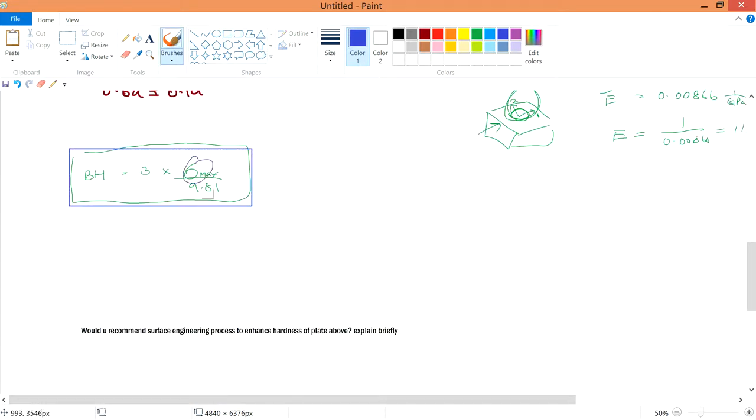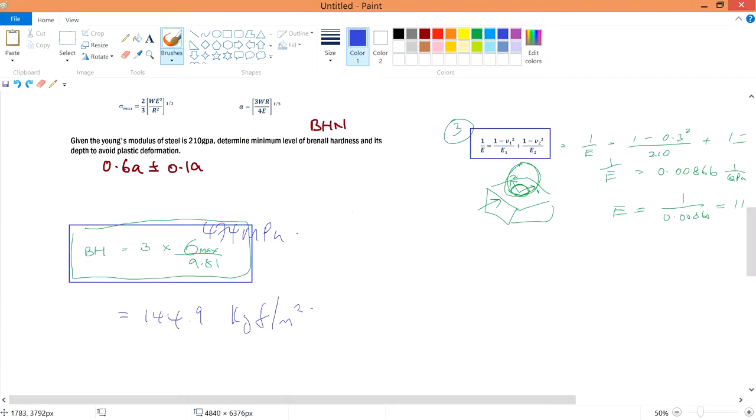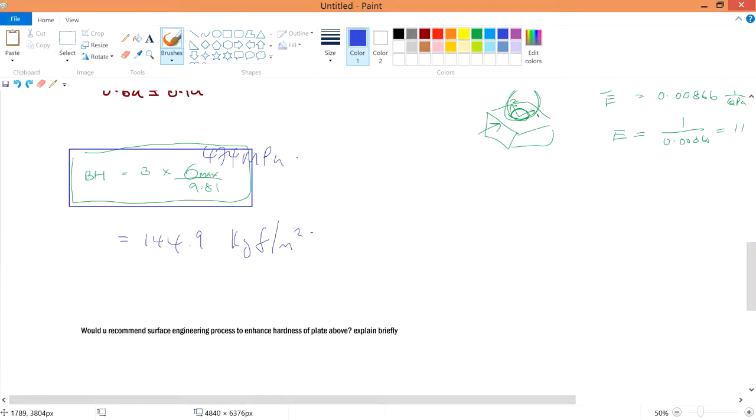Alright, so we know that this thing over here is 474 MPa. So what you're going to do is just calculate. You get 144.9 kgf per meter square. Okay, so I think you see meter again. So I think maybe most probably it's his careless mistake. But anyway, be careful. In terms of GPa now, it should be 47. But anyway, let's stick to his answer. Okay, so if you round off, it is 150 kgf per meter square.